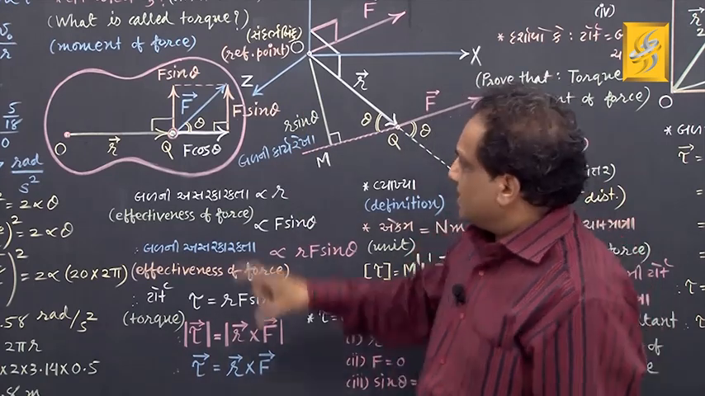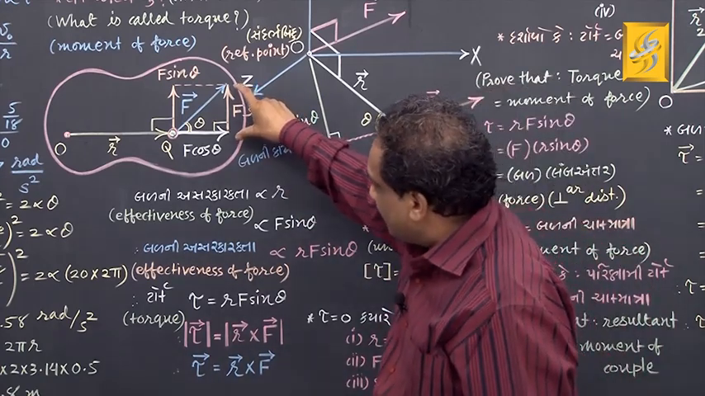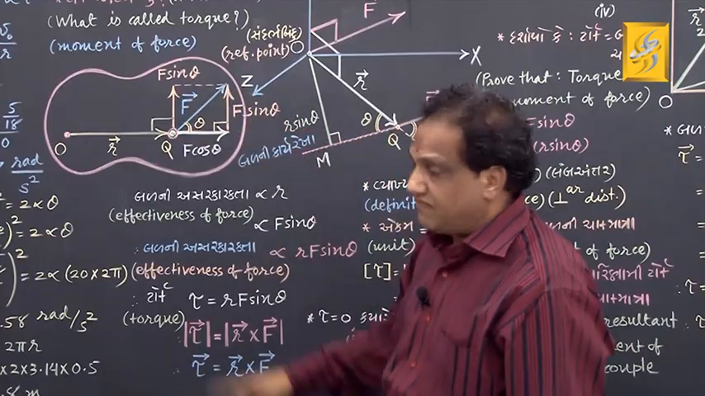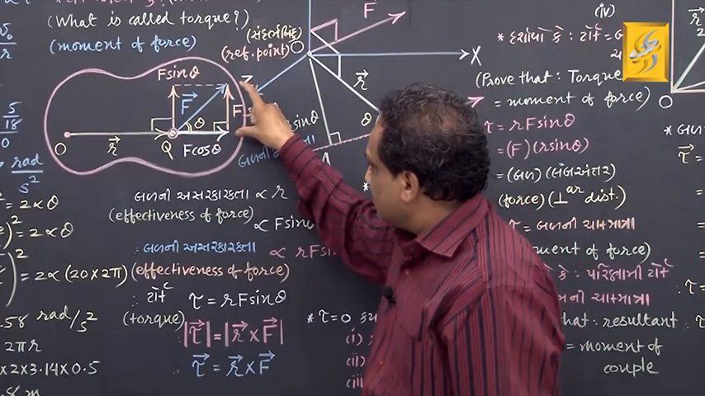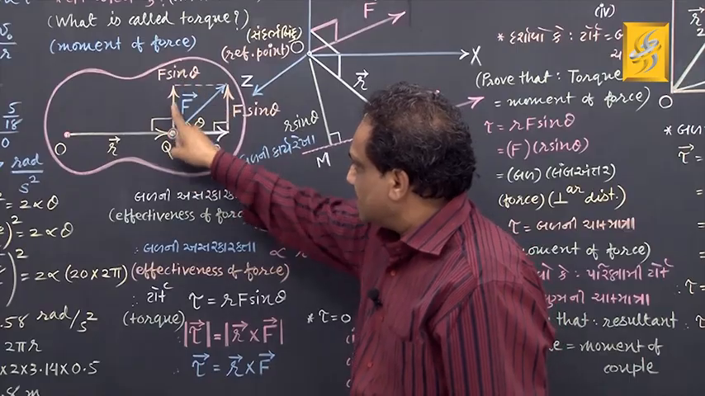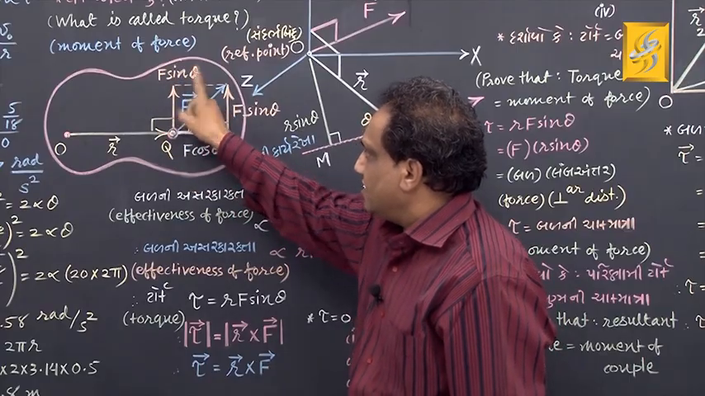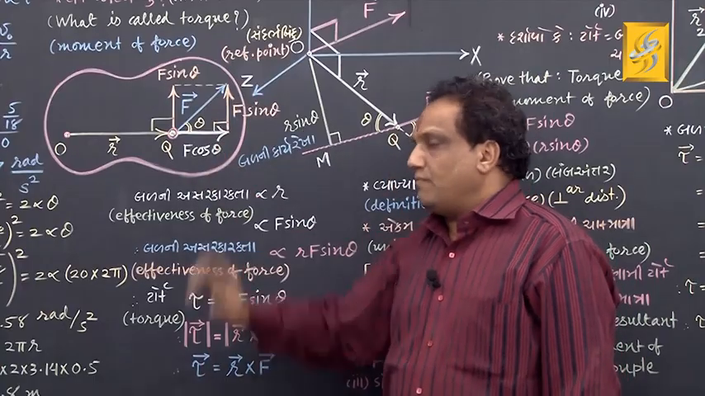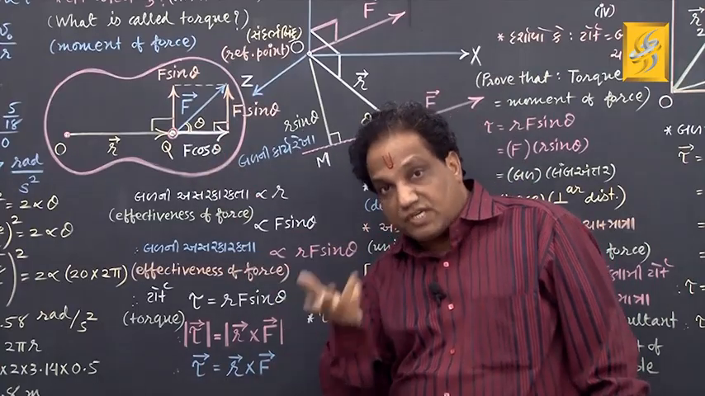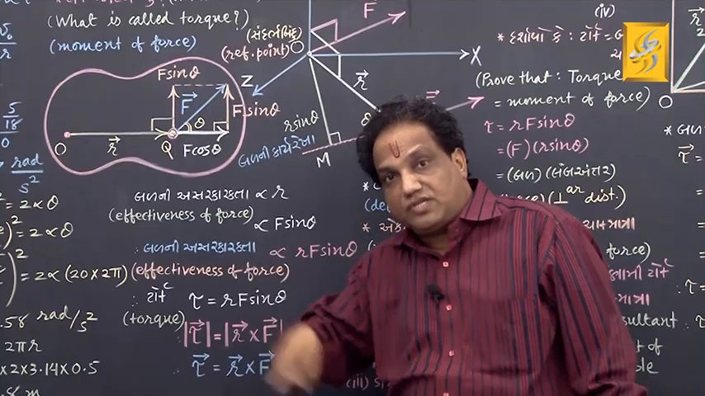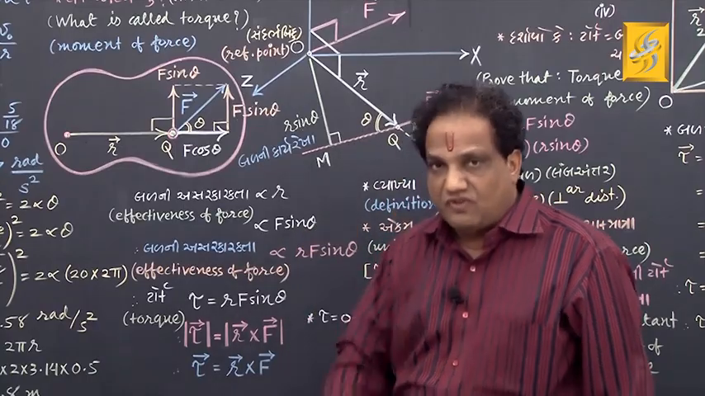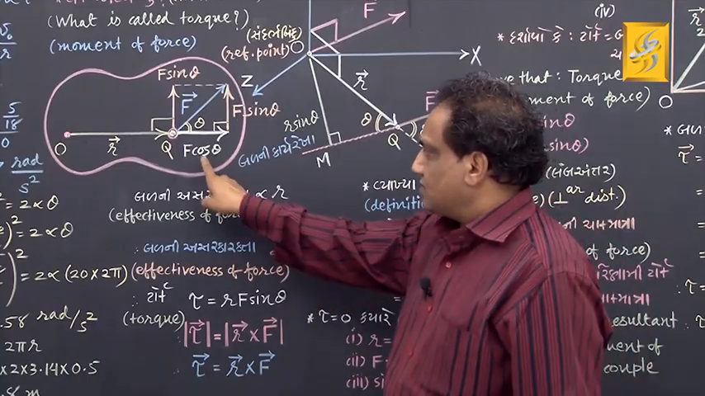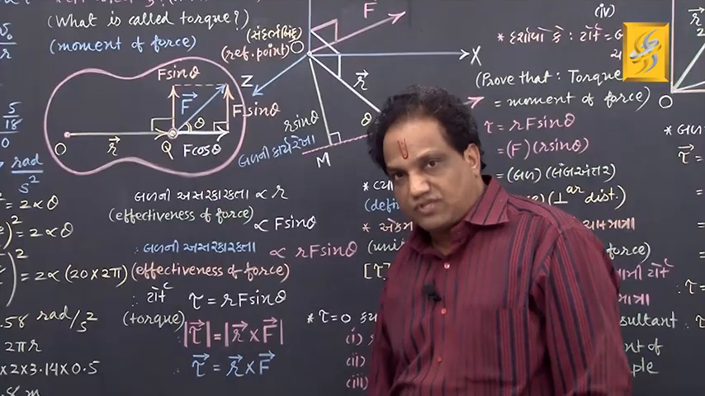Now just shift this component from here to here. This is also F sin theta. You can see I have written it here, F sin theta. Now we would like to find out which of these two components is responsible for producing rotational motion in this rigid body. First of all, talk about this force. What is that? F cos theta.